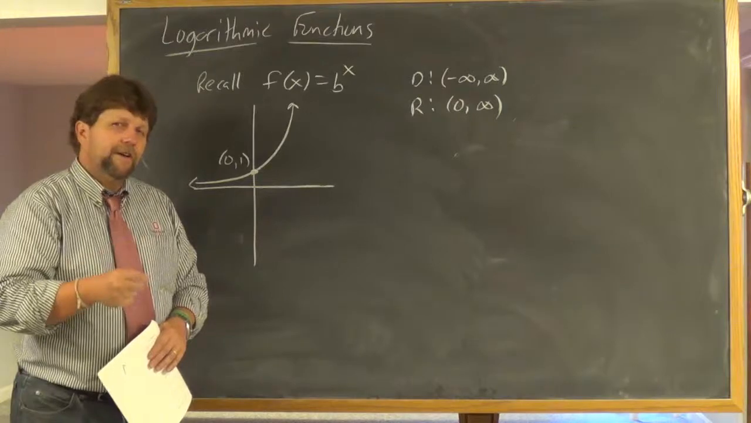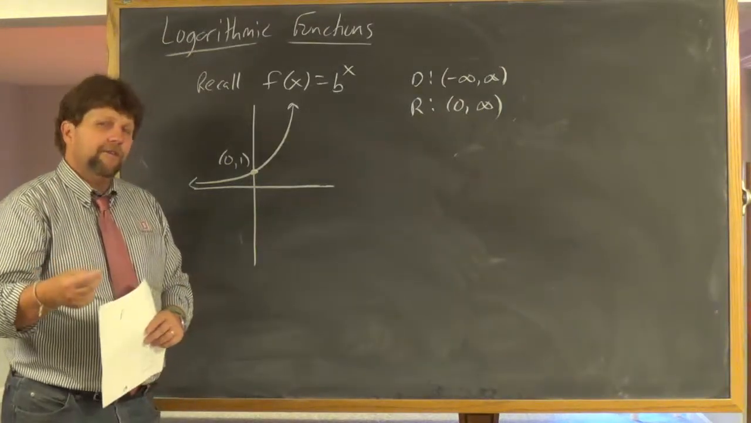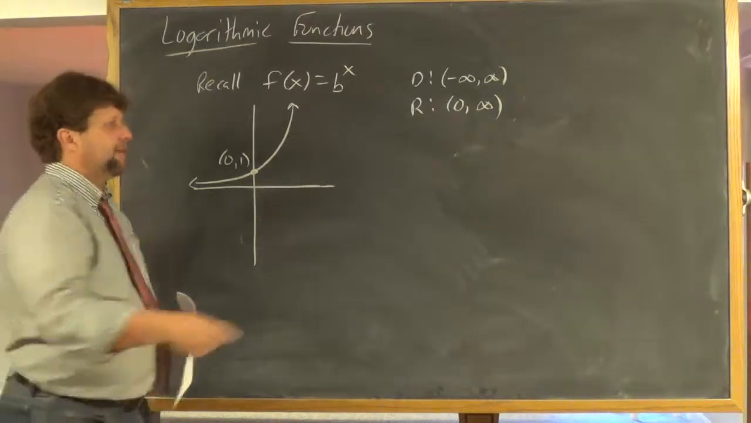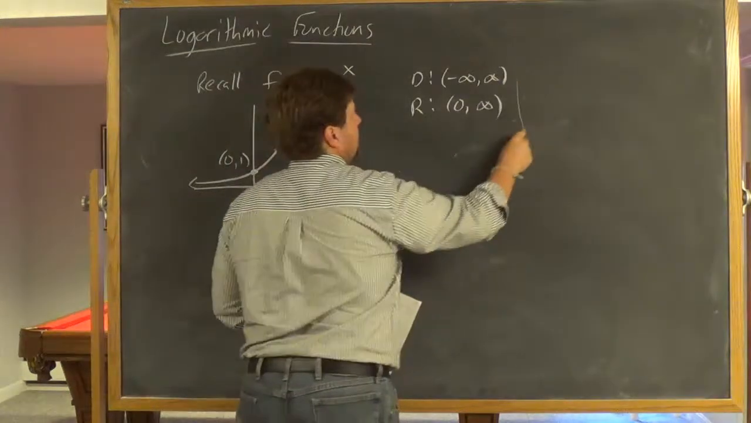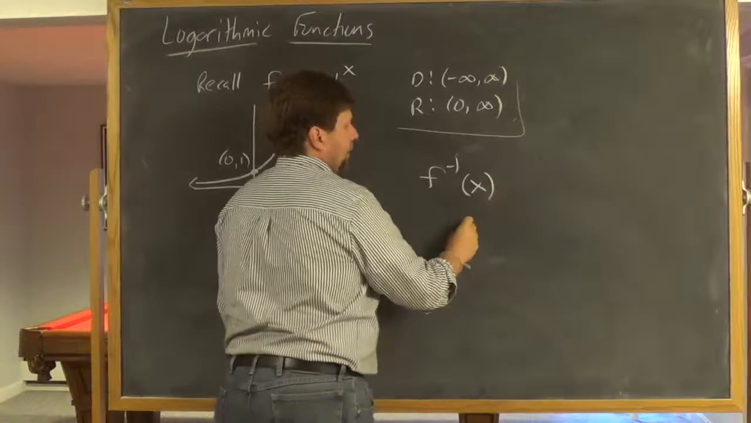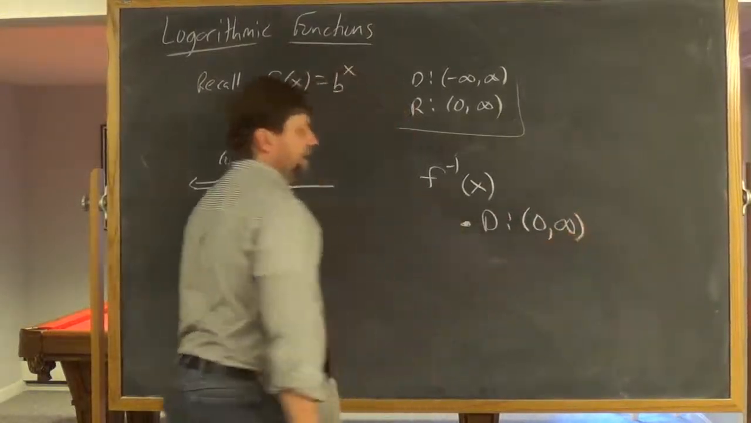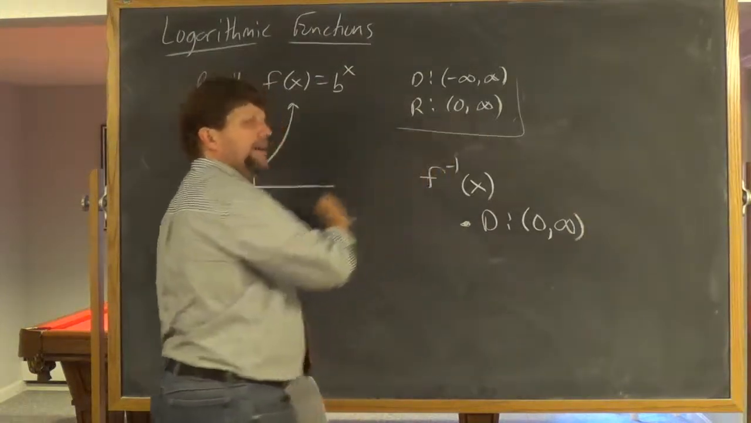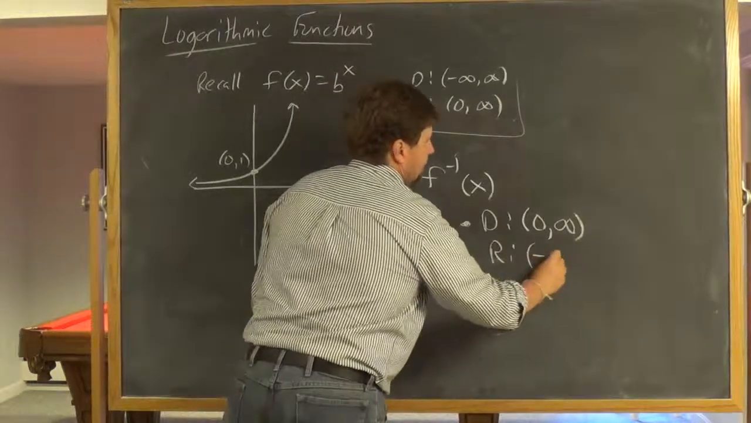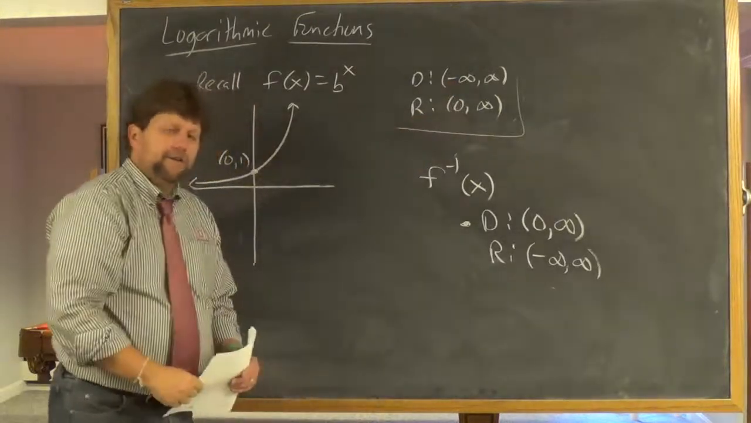As I mentioned before, this is a one-to-one function. Because it's a one-to-one function, it has to have an inverse function. In fact, we could graph the inverse function. Let's write down some facts about the inverse function first. Well, the first fact, its domain must be 0 to infinity. Its domain must be the range of the function. And its range must be negative infinity to infinity. Its range must be the domain of the function.